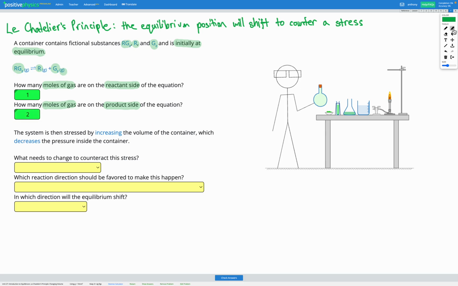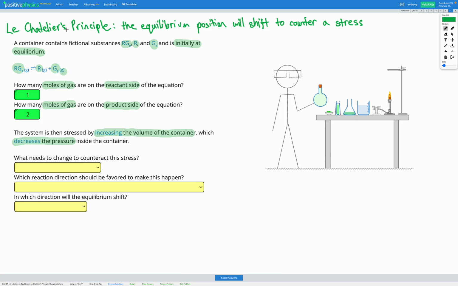We're then told that the system is stressed by increasing the volume of the container, which decreases the pressure inside the container. That makes sense based on our gas laws. We know if we increase the volume, our gas can spread out more, the particles will be further apart, and we're decreasing the pressure inside the container. Okay, so the pressure is decreasing. That is our stress that's happening.